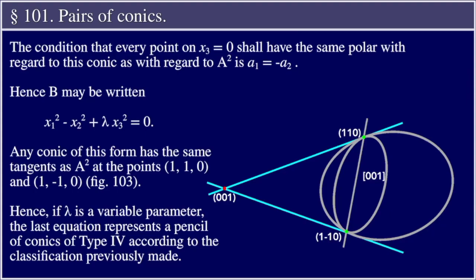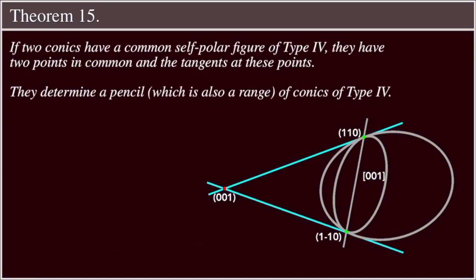Hence b may be written x1 squared minus x2 squared plus lambda x3 squared equals 0. Any conic of this form has the same tangents as x squared at the points (1, 1, 0) and (1, negative 1, 0), figure 103. Hence, if lambda is a variable parameter, the last equation represents a pencil of conics of type 4, according to the classification previously made.